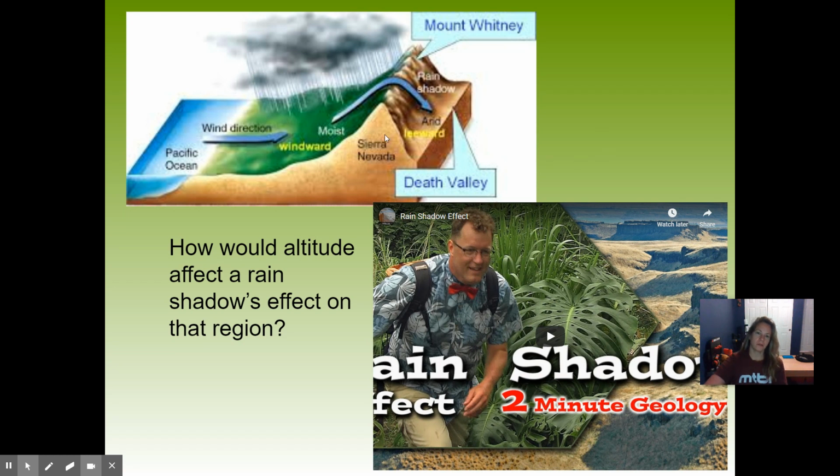All right, and so here's another example. This is the Sierra Nevadas. So Mount Whitney down in Southern California. We've got this rain occurring on this side of the mountain, so the windward side. And then the leeward side, here we've got Death Valley. So it's pretty extreme as far as the arid rain shadow effect.